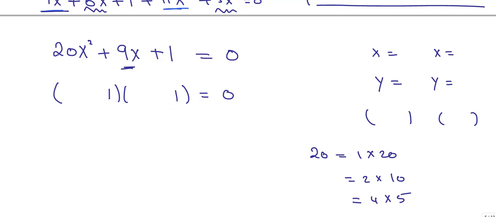In this case I have to think for 20 which of the 2 factors or the 3 factors, when you add them you get 9, you get the middle one. Of course 4 and 5, when you add them you get 9. So I put here 5x and I put here 4x.